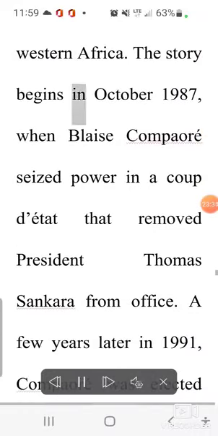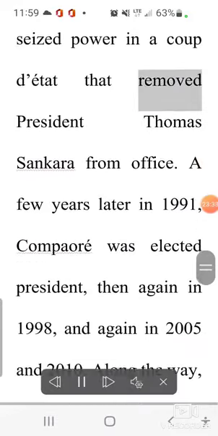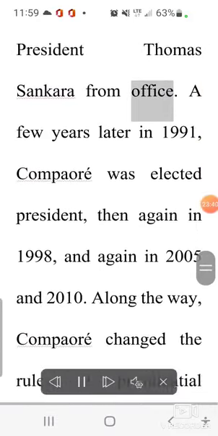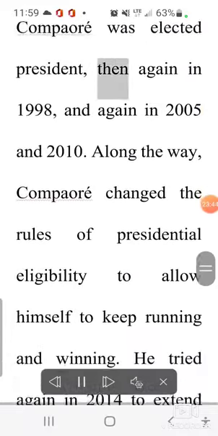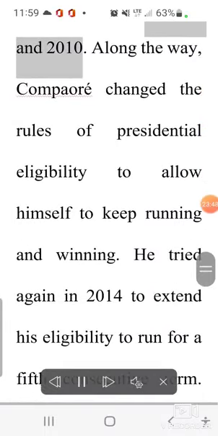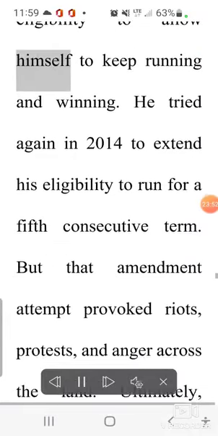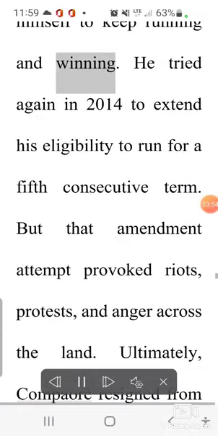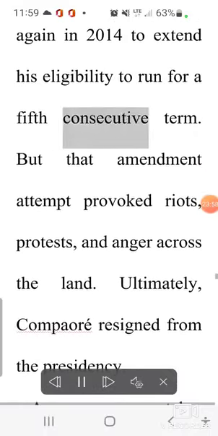The story begins in October 1987, when Blaise Compaoré seized power in a coup d'état that removed President Thomas Sankara from office. A few years later, in 1991, Compaoré was elected president, then again in 1998, and again in 2005 and 2010. Along the way, Compaoré changed the rules of presidential eligibility to allow himself to keep running and winning. He tried again in 2014 to extend his eligibility to run for a fifth consecutive term.